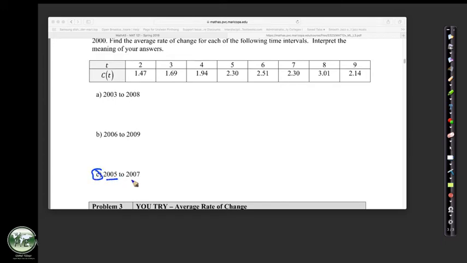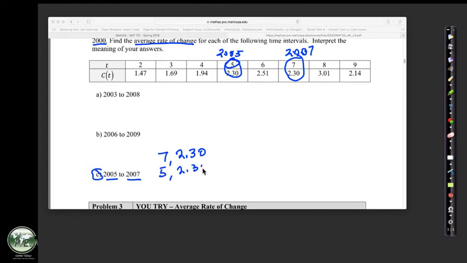It's asking us to find from 2005 to 2007, and what we're looking for is the average rate of change. Since the input is starting the year 2000, where's 2005? 5. Very good. And 2007 must be the 7. So we can just take these two points and line them up. I always like to take the bigger x on top, but it'll actually work either way. And then we'll write the other point, 5, 2.30.